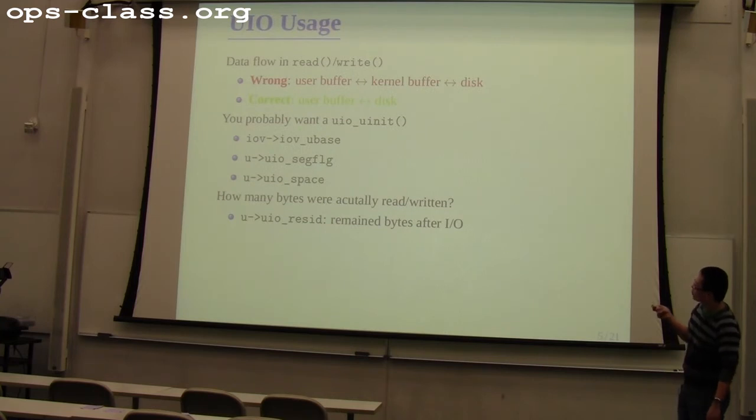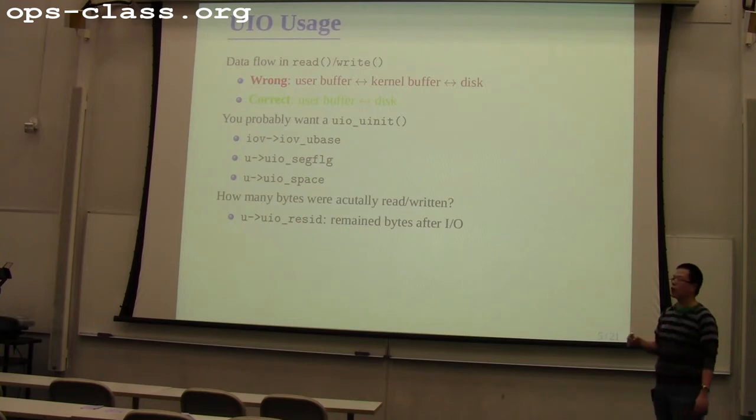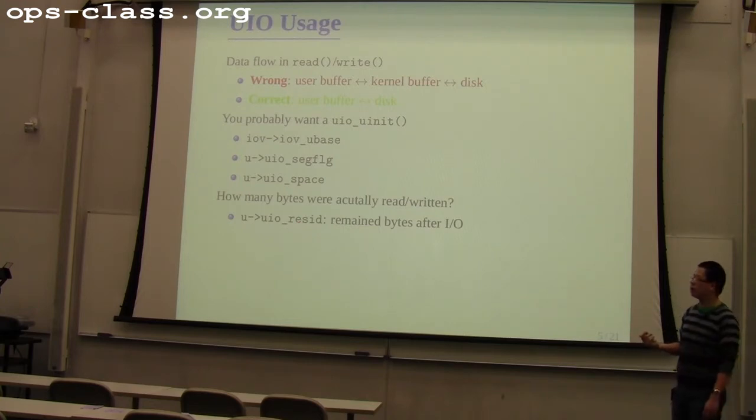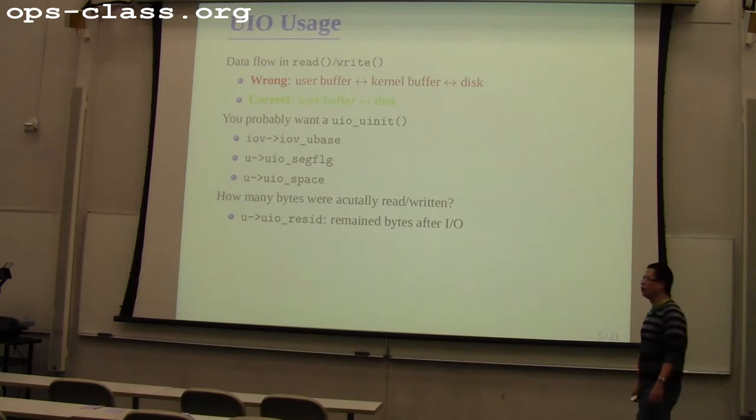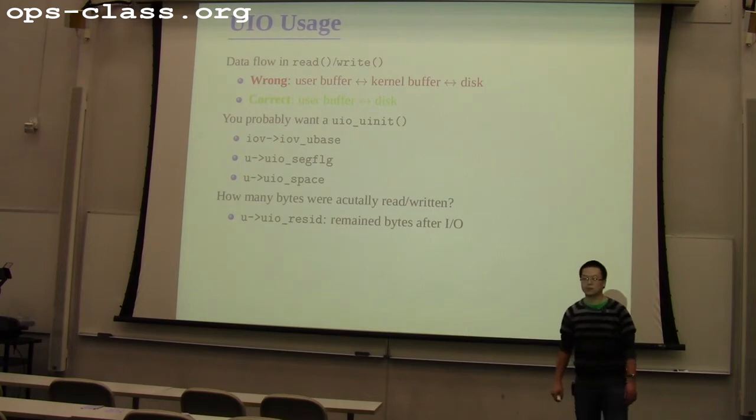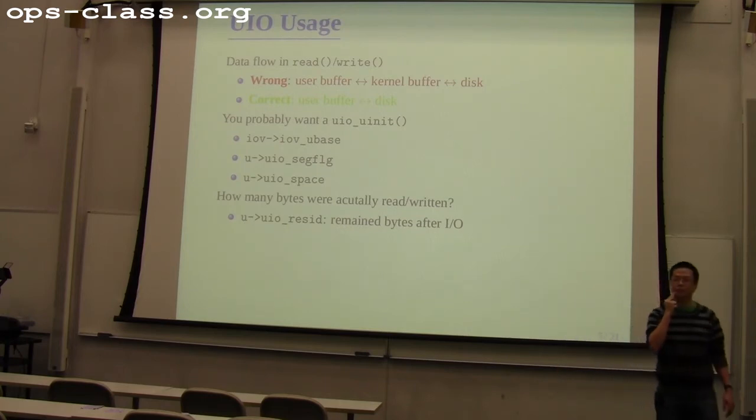And also, as I just mentioned, this variable in UIO tells you how many bytes are left after the UIO. So to compute how many bytes were actually read from or written to the disk, you just need to use the initial length of the data you have minus this variable after the VOP_READ or VOP_WRITE, and you will get the actual bytes that were read from or written to the disk. Any questions on this?